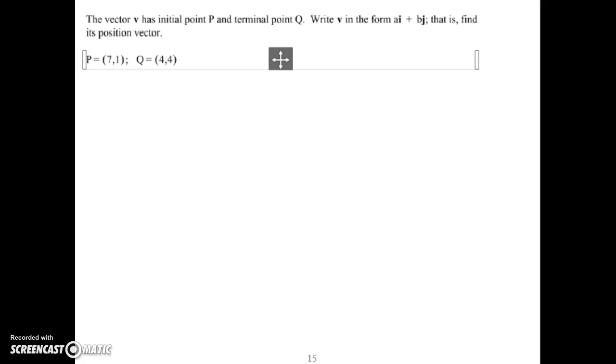So if you have a vector like this that doesn't necessarily have a terminal point or an initial point at the origin, to figure out what this value is going to be, you just subtract 4 minus 1 to get your j value, which is going to be 3j, and to get your i value, you're going to say 4 minus 7. You're going to get, what is that, negative 3? So this position vector is going to be negative 3i plus 3j.